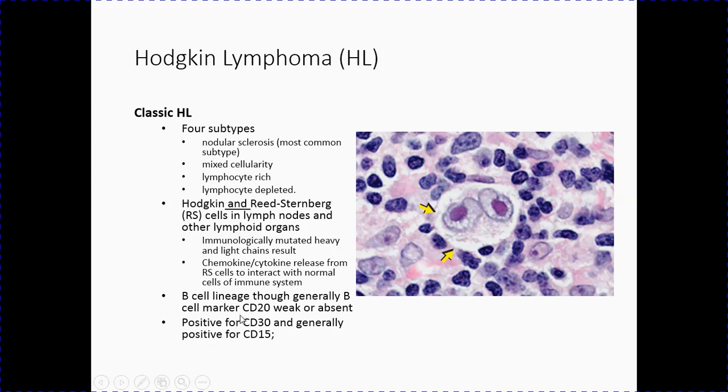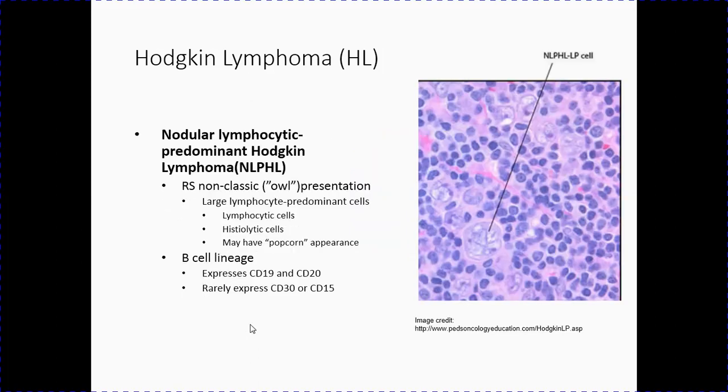Finally, as I said, they're B cell lineage, with the typical B cell marker of CD20 weak or absent. And they're also positive, though, for CD30 and generally positive for CD15. So those are some of the classifications. When I say they're positive for CD30, they're universally positive. So the Hodgkin's and Reed-Sternberg cells are universally positive for CD30, 100%. And generally, to a lesser extent, CD15 positive. So those are some of the classic signs of someone having a Hodgkin's lymphoma, a classic Hodgkin's lymphoma.